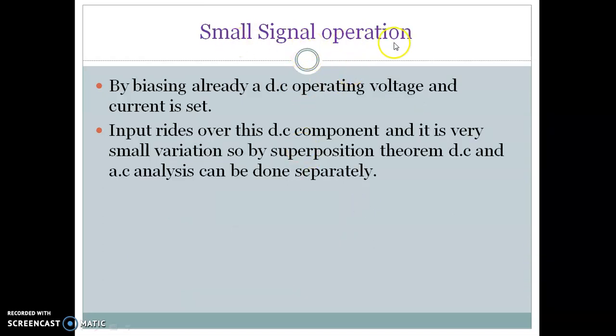So that is what is being explained here as a small signal operation. By biasing, we already established your DC voltages and currents over which your signal is going to be riding, and this AC variation is going to be very small. Therefore we can do the AC analysis and DC analysis as completely separate analyses. DC analysis we have already done in unit 1 as biasing, and the AC analysis we are going to do here. We can use the superposition theorem to add up the effect of both DC and AC. That will give us your complete solution.